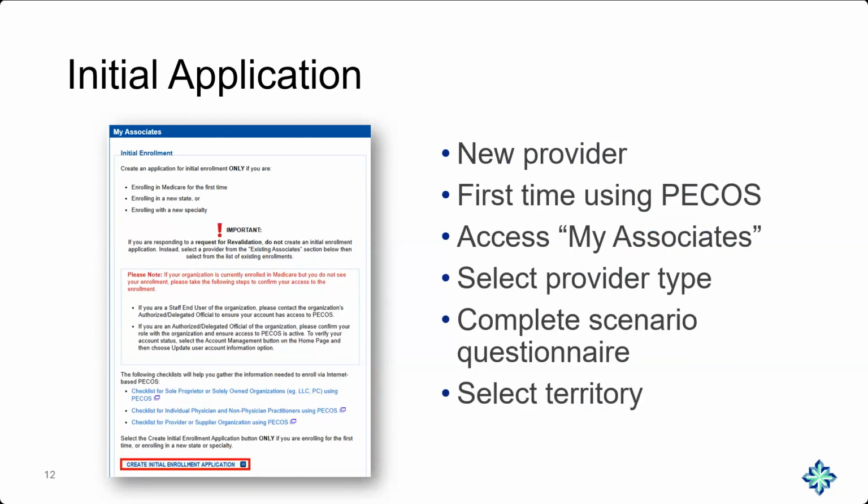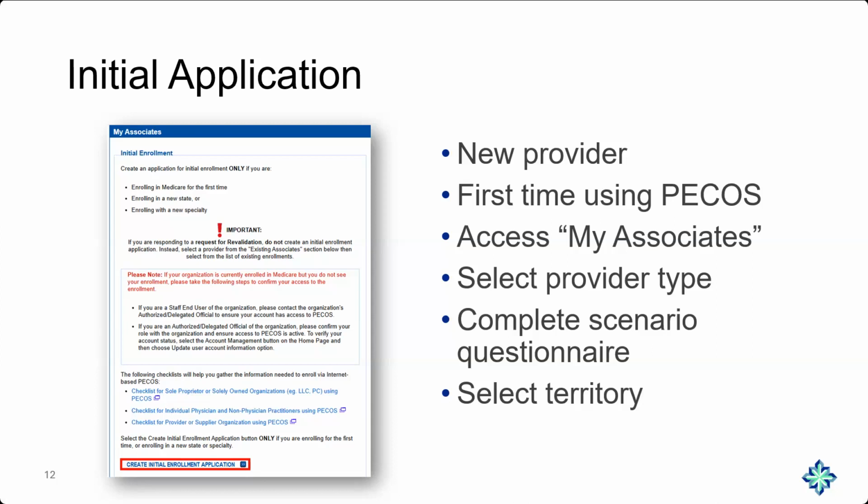So now I want to walk you through some of the basic enrollment types that you'll see. And we're going to start with an initial application. Now once you go into My Associates, you'll see a streamlined version of this page. We'll show you what existing enrollments look like here in a second. But if you're submitting an initial application, or if this is the first time that you have tried to submit an application through PECOS, even if you are an established provider, and we'll talk about that more in a few minutes, this is what this page is going to look like.